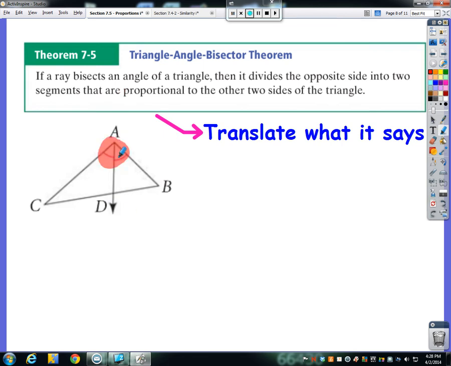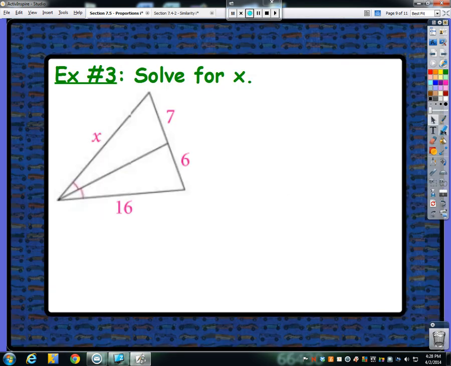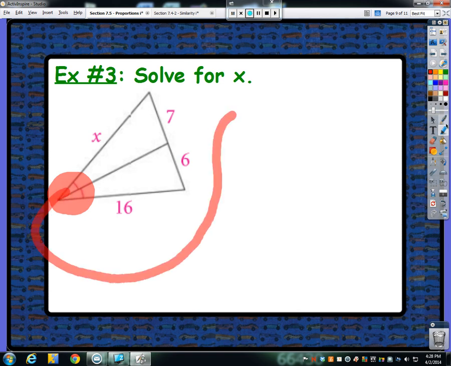So starting at the bisected angle, wrap around this way, you get one ratio. Wrap around the other way, you get the other ratio. Set them equal, cross multiply, done. So here's one example, example 3. Here's my bisected angle. So you got to make sure this is happening, that there is an angle being bisected. I'm going to wrap around this way. So I'm hitting 16 and 6. So there's one ratio. And if I'm going to wrap around the other way, I'm going to go through the x and then the 7.